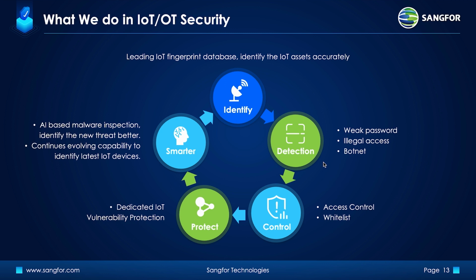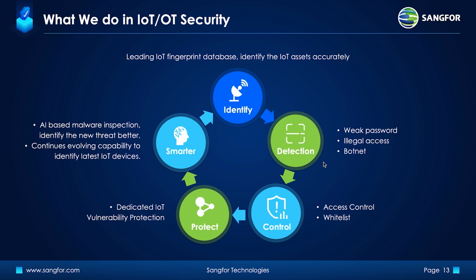First, we can identify the IoT asset, and we have a fingerprint IoT database. We want to use this to identify IoT assets accurately, to tell you what IoT assets we found in your environment. The second key point is that we can detect the weakness of IoT devices, such as weak passwords, illegal access, botnets, and others. And we also can help you to control the IoT access. And we have a whitelist function to provide to you for some special scenarios.